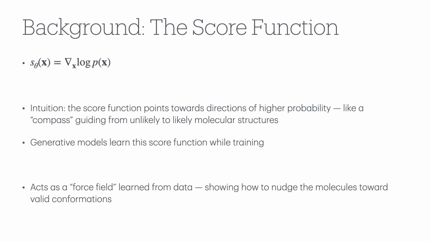The idea is that these generative models learn this score function while training. And what this paper is proposing is that this score function can act as a force field, a field of forces learned from data, instead of something actually run with physics through molecular dynamics, where we compute all these forces using interactions and Lennard-Jones potentials. We can learn a sort of force field through these score functions, showing how to nudge these molecules towards more valid configurations, more energetically or probabilistically favorable conformations. That's the underlying idea of how this paper proposes using score functions.